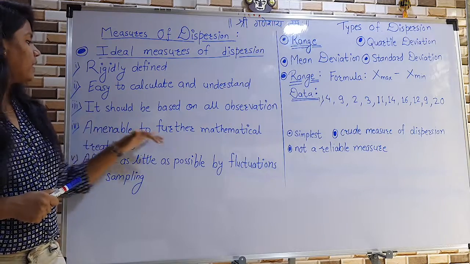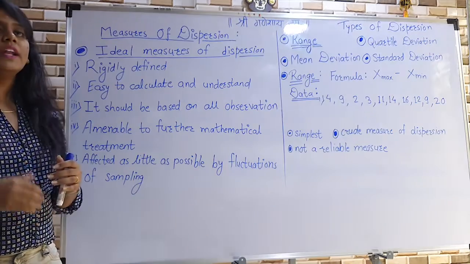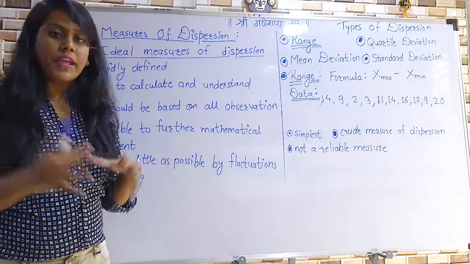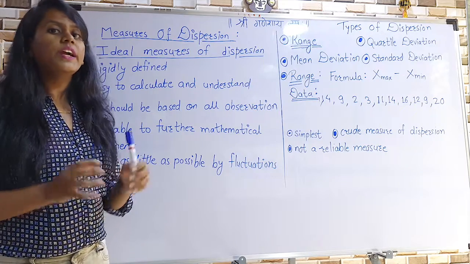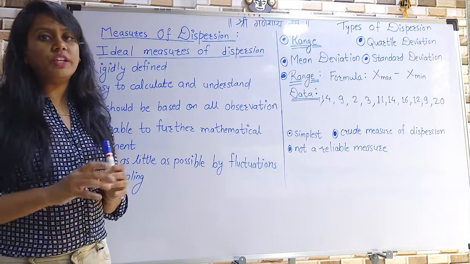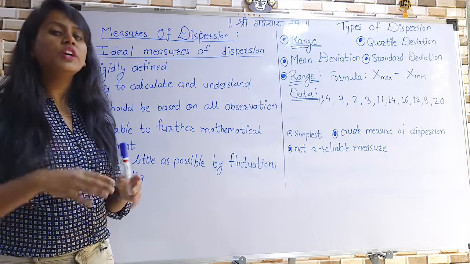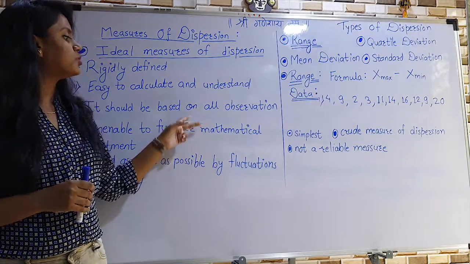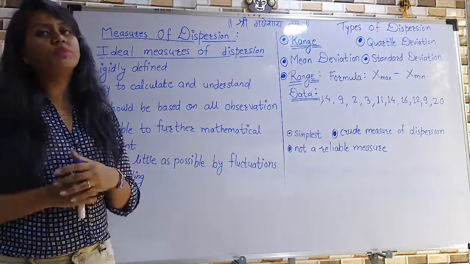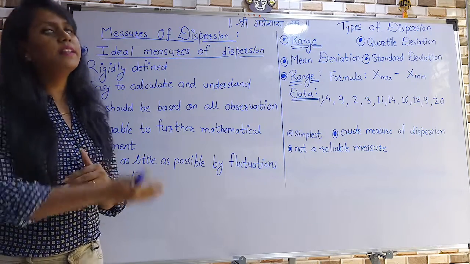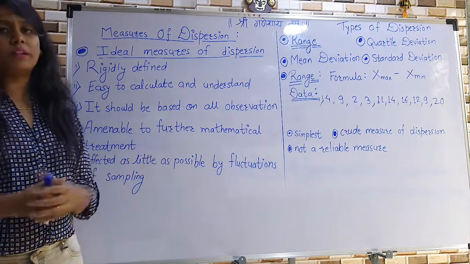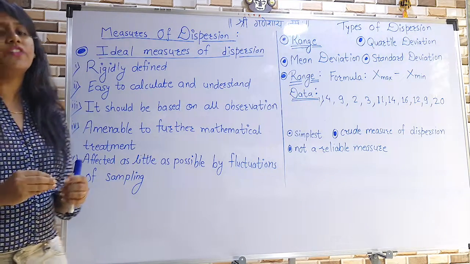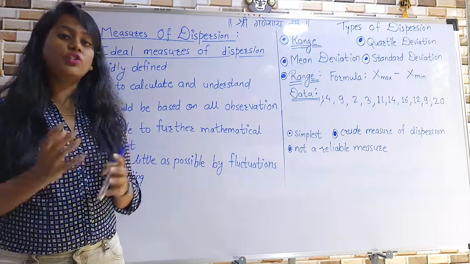Then next is amenable to further mathematical treatment. Now amenable to further mathematical treatment means what? Whatever measure of dispersion you are calculating, it should be based on all observations. If it is not based on all observations, you cannot take it for further studies, further calculation. So ultimately these two points are interrelated. If it is based on all observations, then and only then you can take it for further mathematical treatment. And the last one is it should be least affected by the sampling or the fluctuations in the sampling.